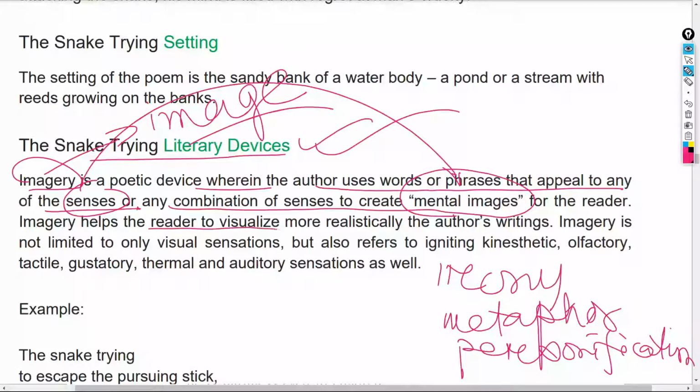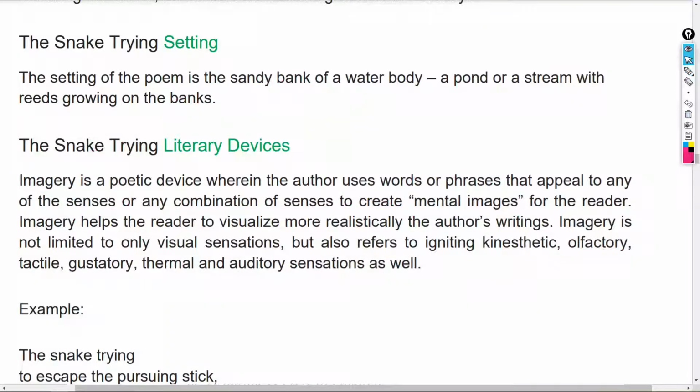Imagery helps the reader to visualize more realistically the author's writing. Imagery is not limited to any one visual sensation but also refers to igniting kinesthetic, olfactory, tactile, gustatory, thermal and auditory sensation as well. Therefore, all the senses, the sense of smell, the sense of movement, muscle movement, the sense of taste, all this may be appealed. तभी हम देखते हैं इसको.